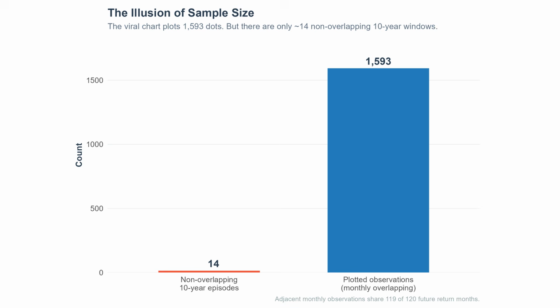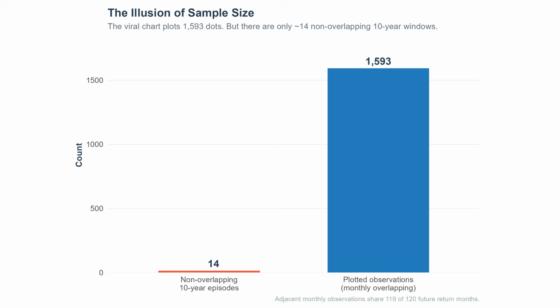It compares two numbers. The first bar represents the 1,593 monthly overlapping observations that you see plotted on the viral social media chart. Okay, the big giant clap. Right. And the second bar, sitting right next to it, represents the number of genuinely non-overlapping 10-year episodes available in that exact same historical sample. That number is roughly 14.